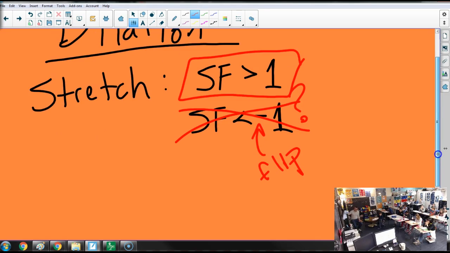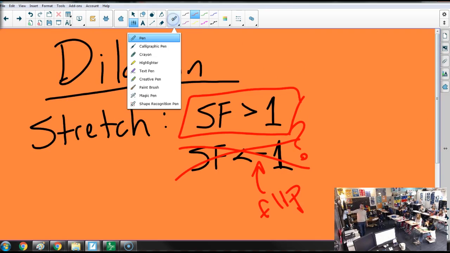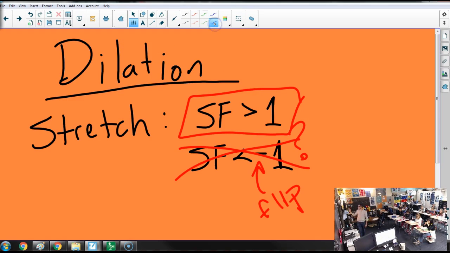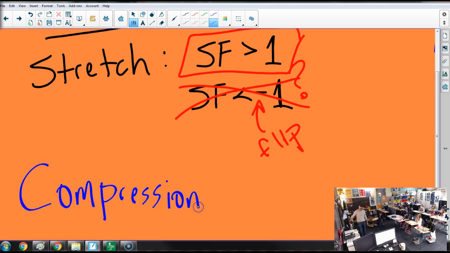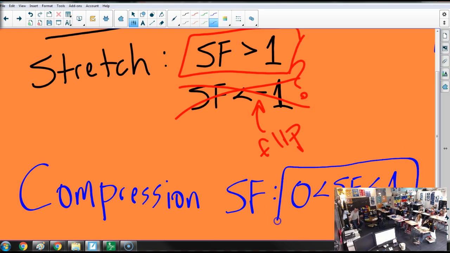So then compression, we'll just move on. What is compression then? When you shrink it to less than 1 or more than negative 1. Stop. We just talked about we don't use negatives. Less than 1. So compression is a scale factor that is less than 1. Close. Less than 1 but more than 0. Your scale factor is between 0 and 1.